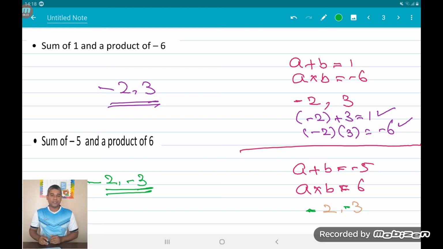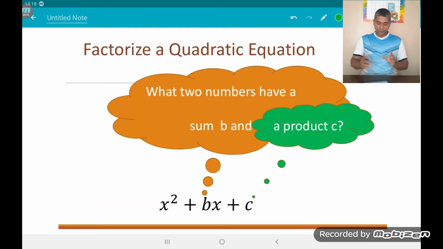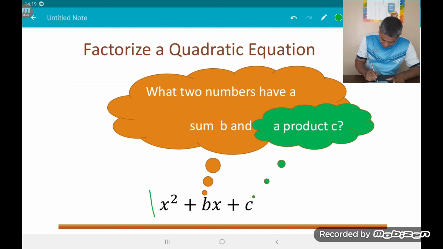I hope you understand this concept very well. We are using this concept for solving quadratic equations with the coefficient of x squared equal to 1. Okay, so let's look at the problems here. Here we write a general quadratic equation.